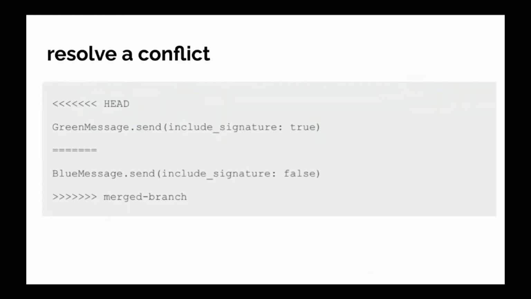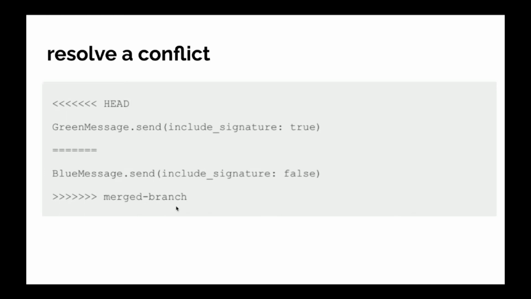So here's an example. What Git will actually do, which can be alarming if you're not used to using Git, is in your code, it will add these giant arrows and say, okay, here are these two lines. You need to choose, right? And so here it's telling you that this message here, this green message send, was from the head, and the blue message was from a merged branch.